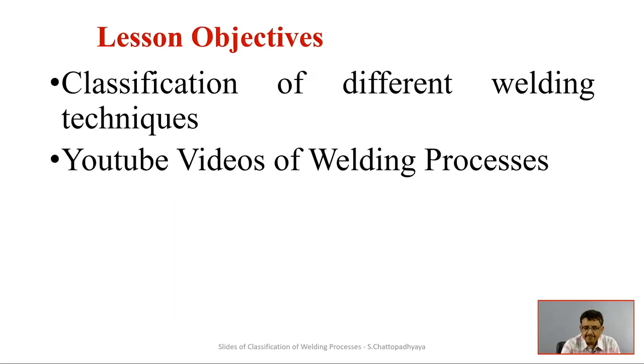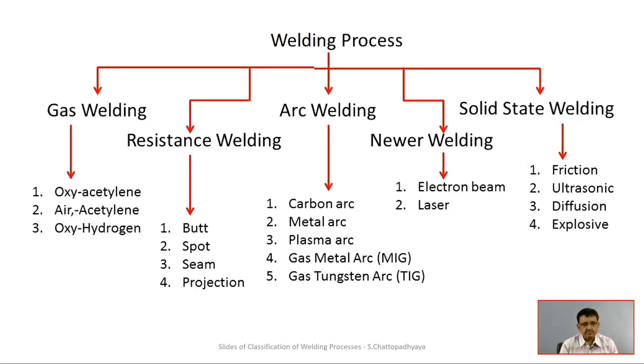In this lesson we will learn the classifications of different welding processes, and some videos and other parts will be associated with it. The welding process can also be classified in another way, in terms of the medium used: gas welding, resistance welding, arc welding, some newer welding methodologies and solid state welding. Gas welding means gas is used as a fuel that generates the temperature, and according to that the material is welded.